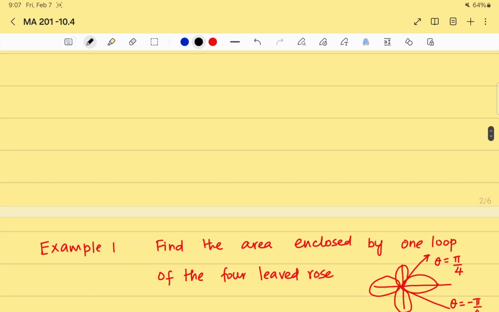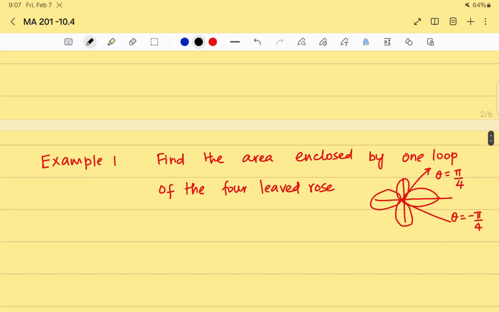So the next question, example 1: find the area enclosed by one loop of the 4-leaved rose. This is just an example of a rose, sorry. So this is a rose. These are all petals, you can say. So this is the one loop of the 4-leaved rose. We are going to find out the area.